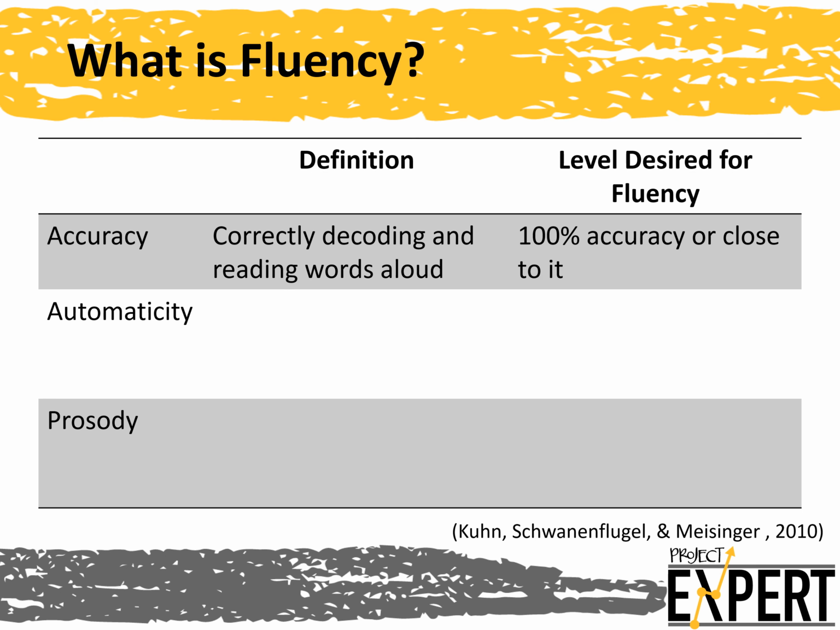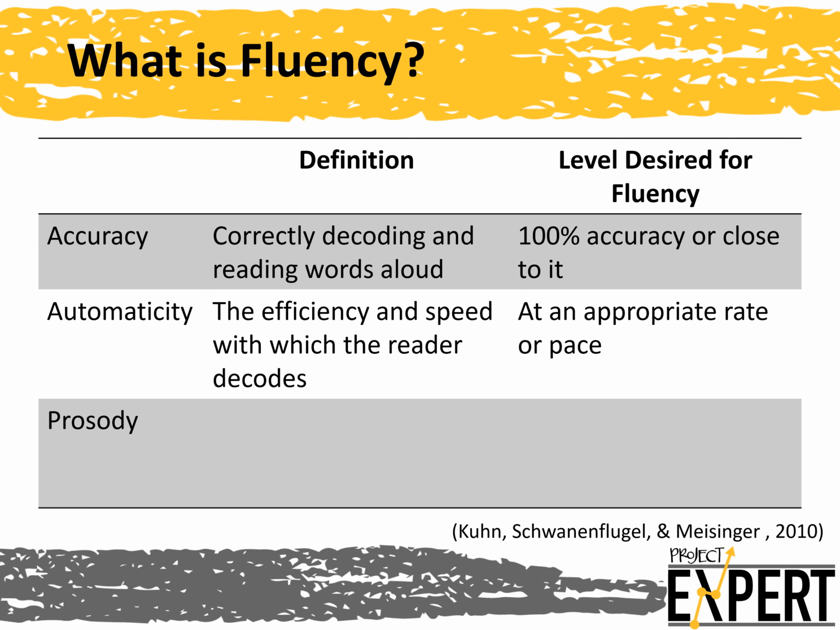In the context of ORF, accuracy is a student who is correctly decoding and reading words aloud. For fluent reading, we want students to demonstrate a 100% accuracy or close to it. Automaticity refers to the efficiency and speed with which the reader decodes.